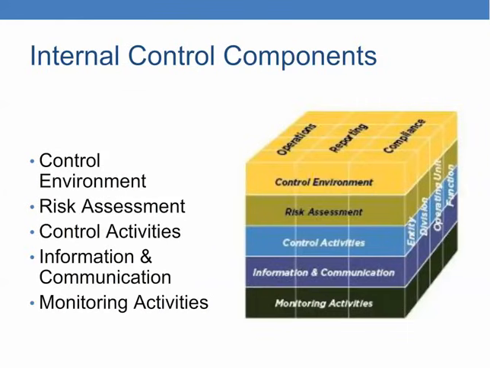When designing a control system, all 5 internal control components should be addressed: control environment, risk assessment, control activities, information and communication, and monitoring activities. If any of the 5 components is missing, true internal control is not achieved.